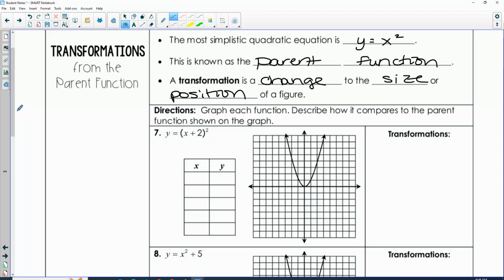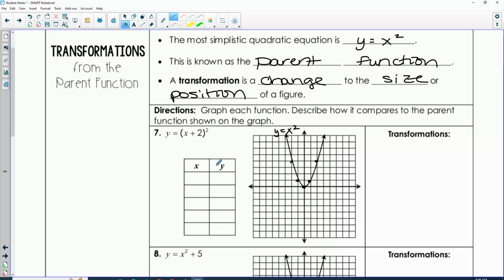So what I want to do now, we're going to look at the next few graphs. You notice there is already something graphed on these graphs. That is y equals x squared, the most simplistic quadratic equation. 0 squared is 0, so (0, 0). 1 squared is 1, so (1, 1). 2 squared is 4, so (2, 4). Negative 1 squared is 1, negative 2 squared is 4. That's where this one comes from. I have already graphed that basic one for you. What we're going to do is graph the other one and see if we can figure out how the basic one was changed to get to the new one.